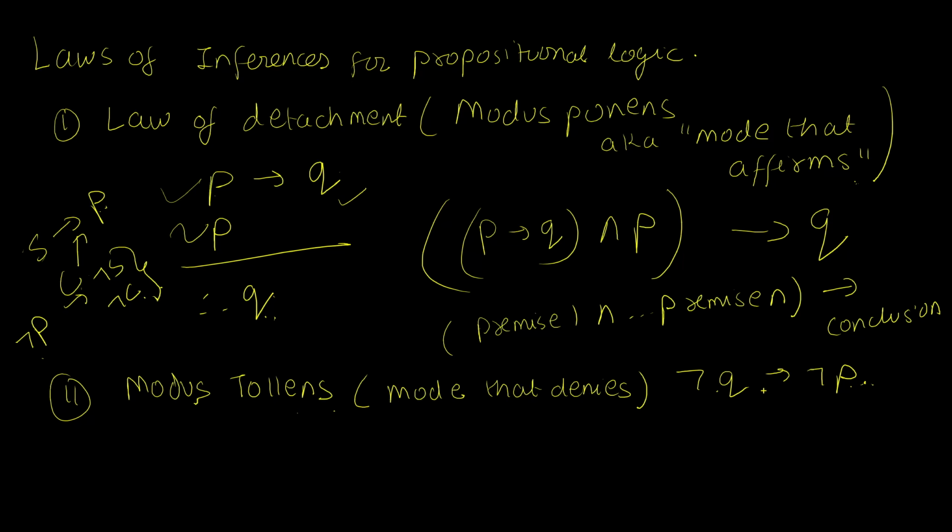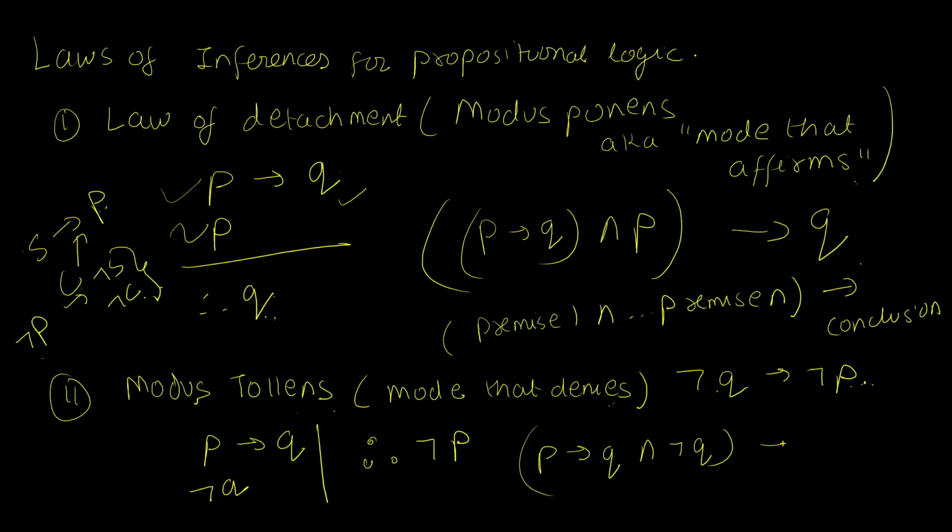So let me write this down. Let's say I have P implies Q and then I know not Q. Okay, I can use this to infer not P. And you can see how this law helps me deny the premise. And if I want to write this in a formal way, I can simply write P implies Q and not Q implies not P.